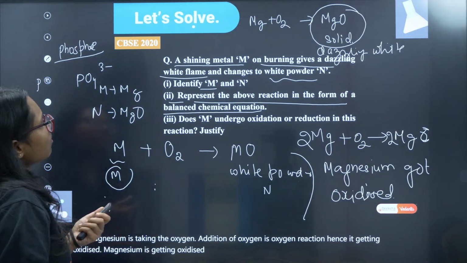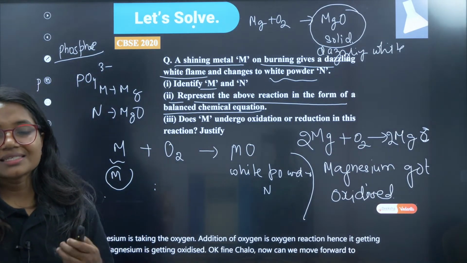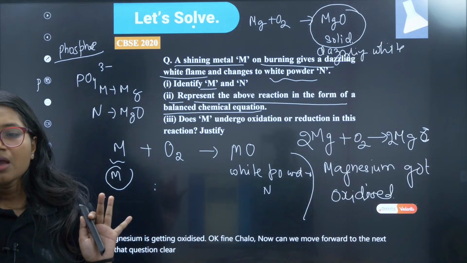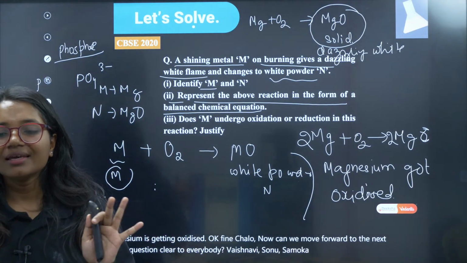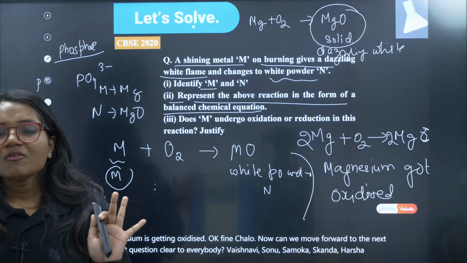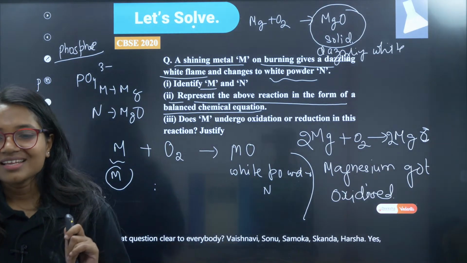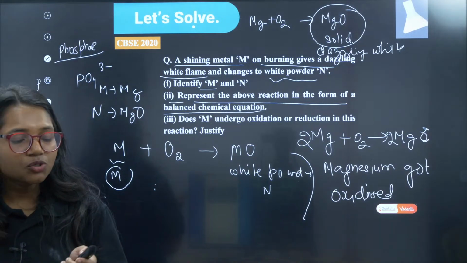Chalo. Now can we move forward to the next question? Is that question clear to everybody? Vaishnavi, Sonu, Sumukt, Skanda, Harsha, yes? Okay, fine. Crimson. Okay, so now let's move to the next question.